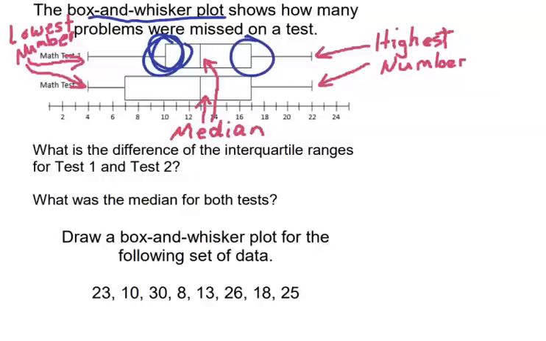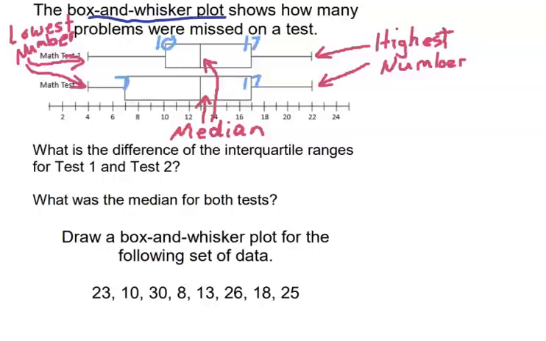So you need the highest number, the lowest number, the median, and then the middle of the top half of the numbers and the middle of the bottom half of the numbers. Those are the things that you need to make a box and whisker plot. Okay, I know that was a flood of information, so let's go ahead and work through it. Okay, there are a few questions being asked here, so let's go ahead and do it.